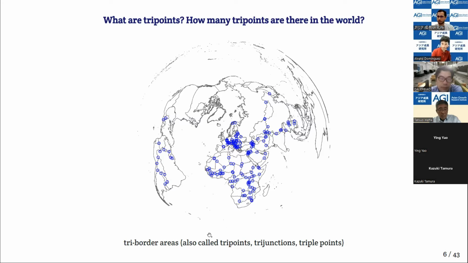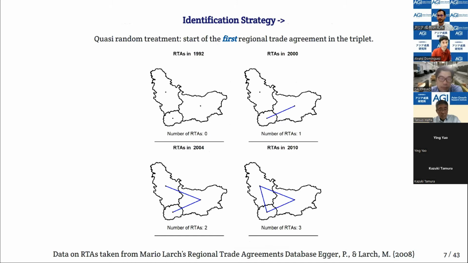You can see, for example, that obviously, as I said before, we do not consider islands. So Japan is not considered in this data set. Australia will not be considered. Some countries in Central America as well. Now, what is the identification strategy? So remember, we want to study the impact of free trade agreements on economic activity. So we're going to use a quasi-random treatment or experiment, which is the beginning of a regional trade agreement in that triplet. So for example, I have 3 countries here.